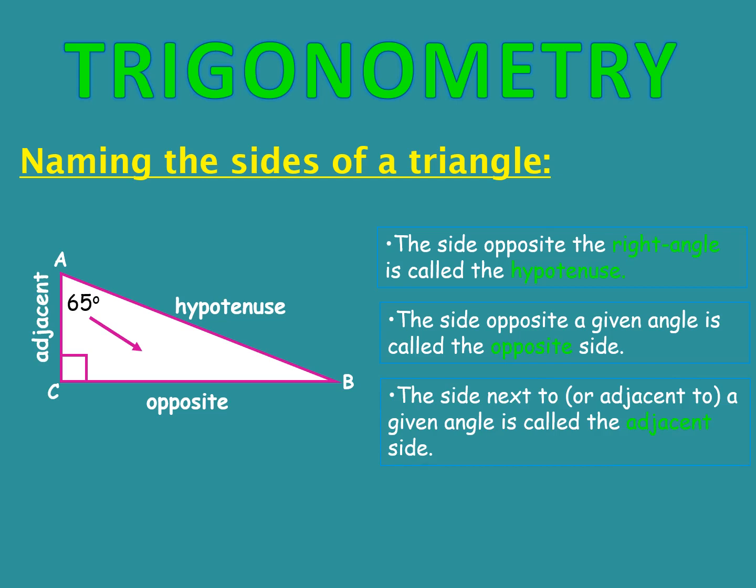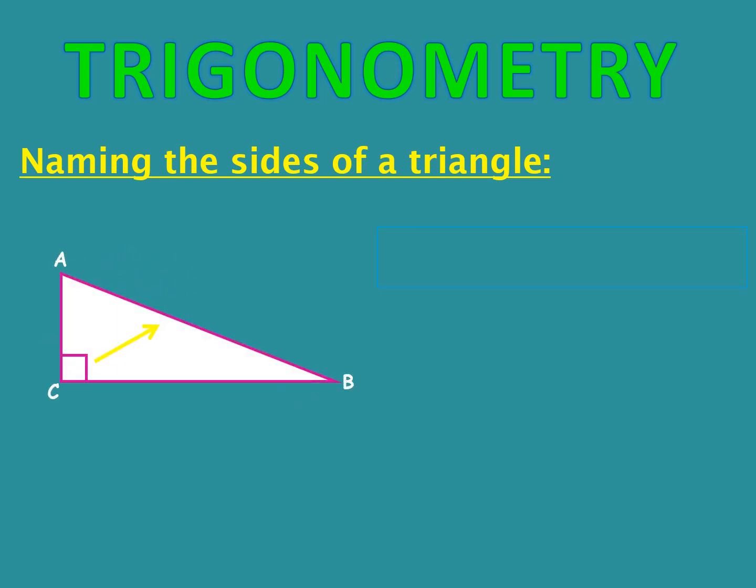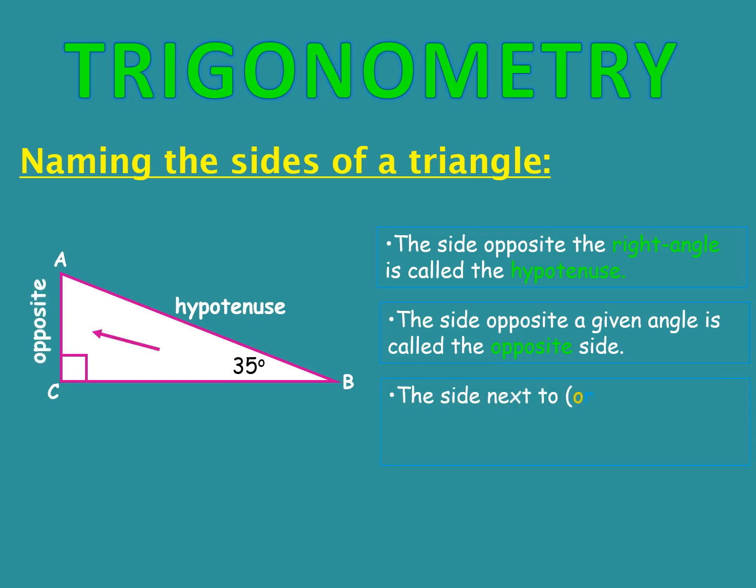So let's just look at one or two more triangles to get their labels sorted out. If we have a look at another one, the side opposite that right angle is going to be called the hypotenuse. In this case, we want to look at 35 degrees, so we want to look at angle B. So the side opposite that angle B is going to be called the opposite side, and the remaining side is called the adjacent side.